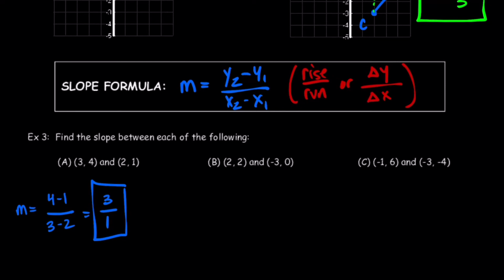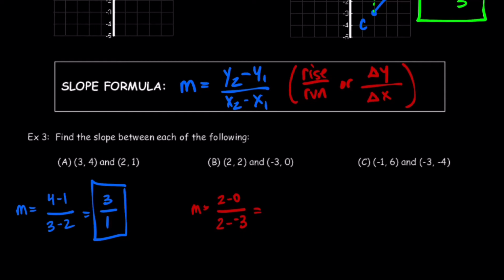All right, next example. Slope equals, what are my y values? 2 and 0. So that'd be 2 minus 0. What are the x's? 2 and negative 3. So this is where it becomes tricky. It's always subtraction. So it's 2 minus a minus 3.